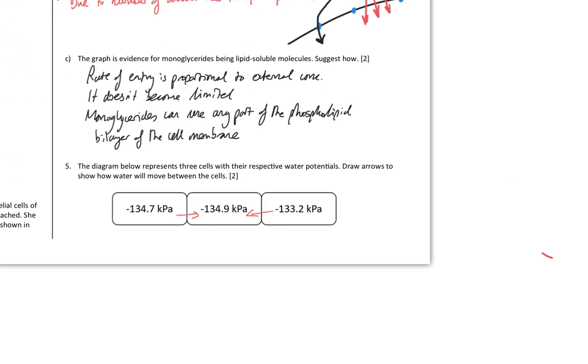And then last one, drawing the arrows in. Well, osmosis is the diffusion of water to the most negative water potential. Well, minus 134.9 is less than minus 133.7, as in more negative. So yes, I've got my arrow going from left to right, and minus 133.2 is higher than minus 134.9, and therefore it comes in from the side. What I can't do is that. It can't do that because it needs to have a cell membrane joining it together.